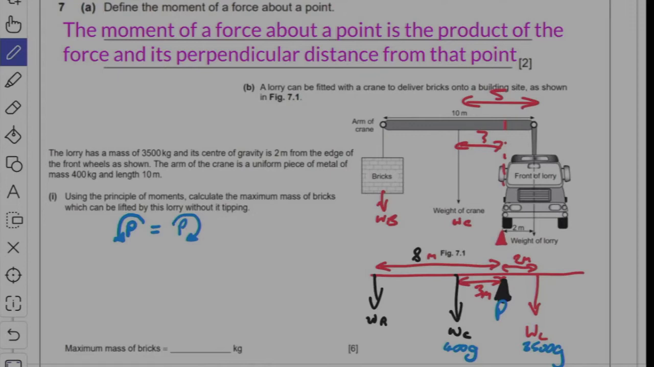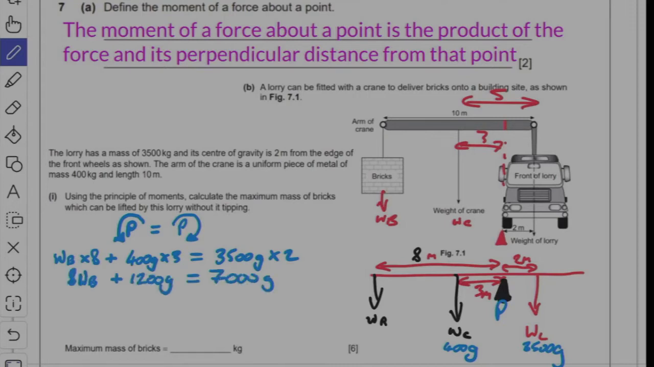The anti-clockwise moment consists of WB times 8 added to WC times 3, so that's 400G times 3. And they're equal to the total clockwise moment, which is WL times 2, which is 3,500G times 2. So we end up with 8WB plus 1200G equals 7000G. We need to subtract 1200G from both sides and then divide by 8. That gives us 725G, which is the weight of B. To get the mass of B, we divide by G, which makes the G disappear, and we get 725 kilograms.